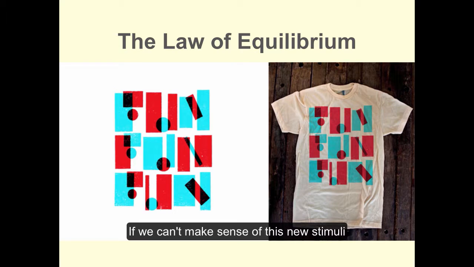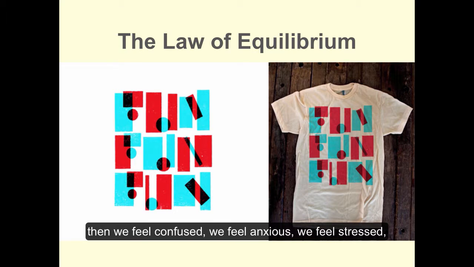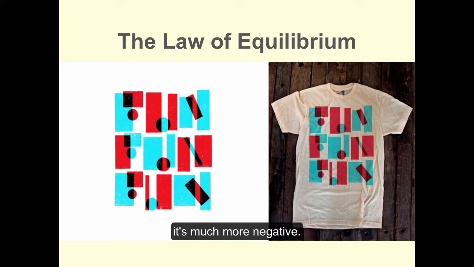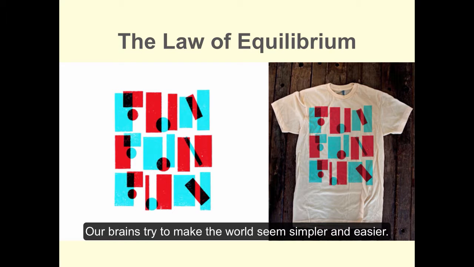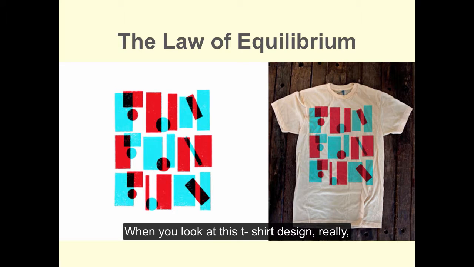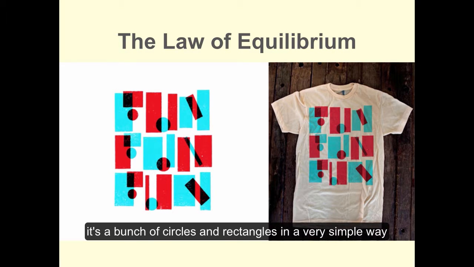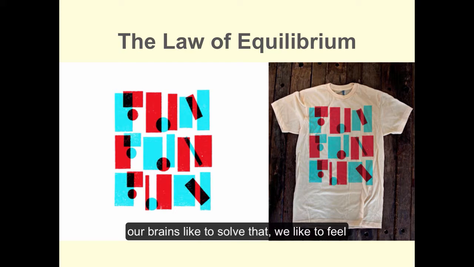And if we can't make sense of this new stimuli, then we feel confused, anxious, stressed. It's much more negative. So our brains try to make the world seem simpler and easier. When you look at this t-shirt design, really it's a bunch of circles and rectangles in a very simple way. We make sense of that and read "fun, fun, fun" because our brains like to solve that, right? We like to feel at rest or balanced because we like to understand the things that we see. So that's the law of equilibrium at work.